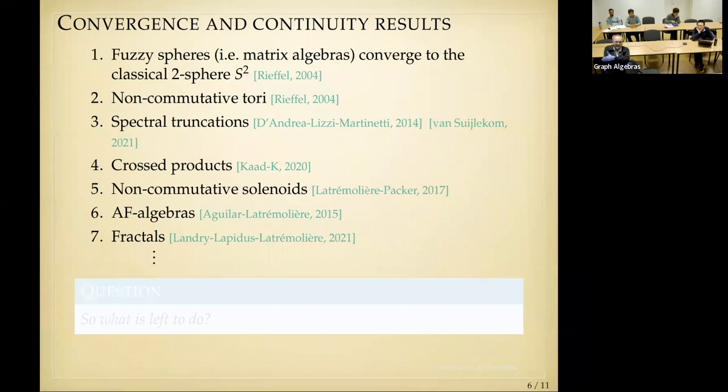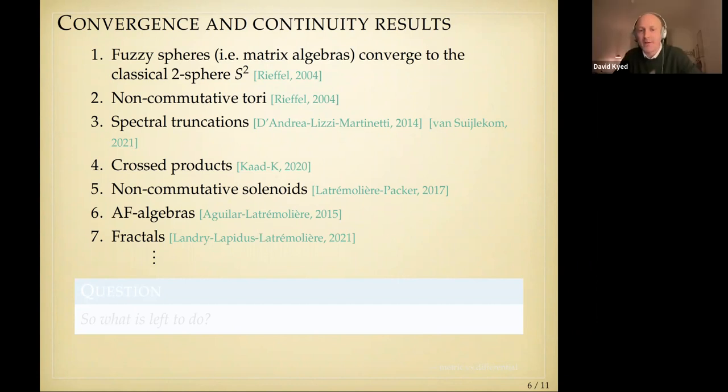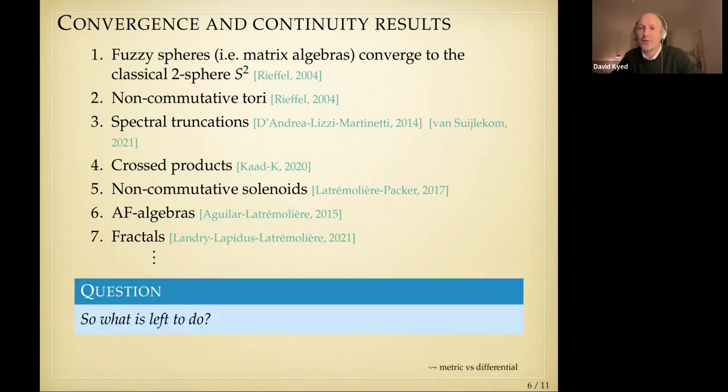If you have a limit of graph C-star algebras, in the limit, in this sense of convergence of Rieffel, it need not be a graph C-star algebra again. This is exactly what you have here. Matrix algebras are, of course, graph C-star algebras, and you take their limit in the sense of Rieffel, they converge to the two-sphere, which it is not. Yeah. Okay.